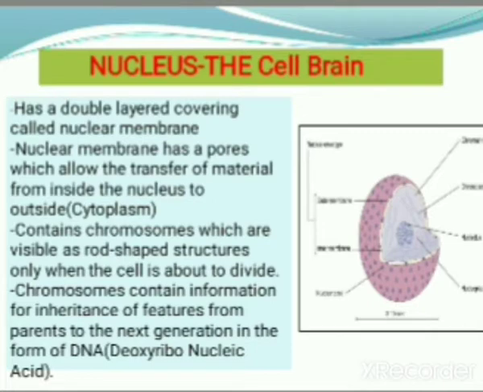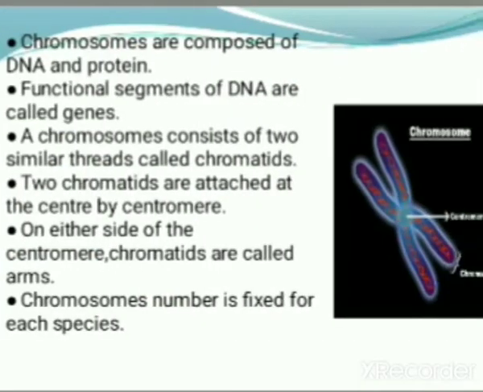It contains chromosomes which are visible as rod-shaped structures only when the cell is about to divide. Chromosomes contain information for inheritance of features from parents to the next generation in the form of DNA, deoxyribonucleic acid. So chromosomes are composed of DNA and protein. Functional segments of DNA are called genes. A chromosome consists of two similar threads called chromatids. Two chromatids are attached at the center by the centromere. On either side of the centromere, chromatids are called arms. Chromosome number is fixed for each species.